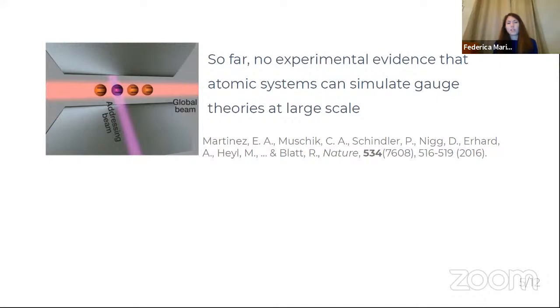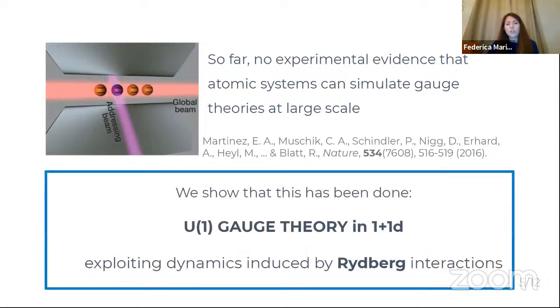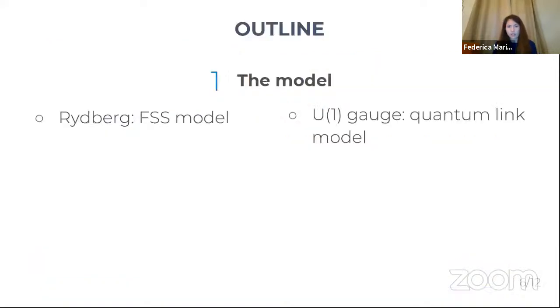There was one first experiment that was done with trapped ions in Innsbruck. But the problem is scaling this kind of experiments to very large system sizes. So far, there was no evidence that atomic systems can really simulate gauge theories at large scale. And so what we did in our work was to show how this can be done. A U(1) gauge theory in 1 plus 1 dimensions was simulated exploiting the dynamics induced by Rydberg interaction, with 51 Rydberg atoms.